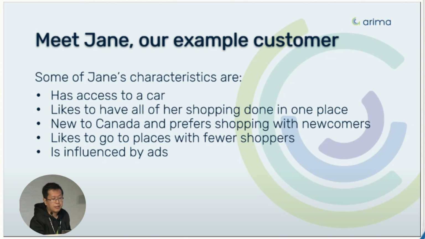Some of her characteristics include she has access to a car, so she can drive very far. Her preference for distance is not as high. She likes to have all her shopping done in one place, so she really likes bigger stores versus smaller ones, bigger groceries. She's new to Canada. She prefers shopping with other newcomers. So the demographic composition of the store is very important. She likes to go to places with fewer shoppers, so quieter places. And lastly, she's influenced by ads, so the number of times she's been exposed to some advertising is important.